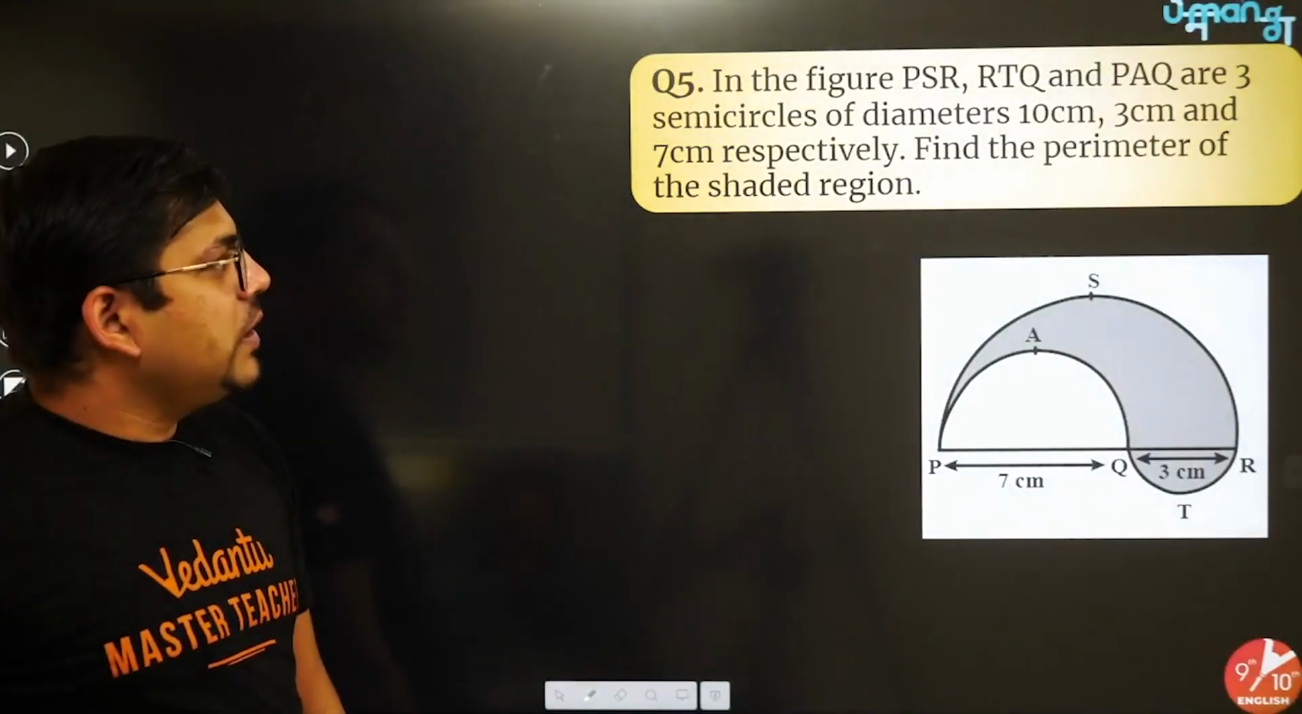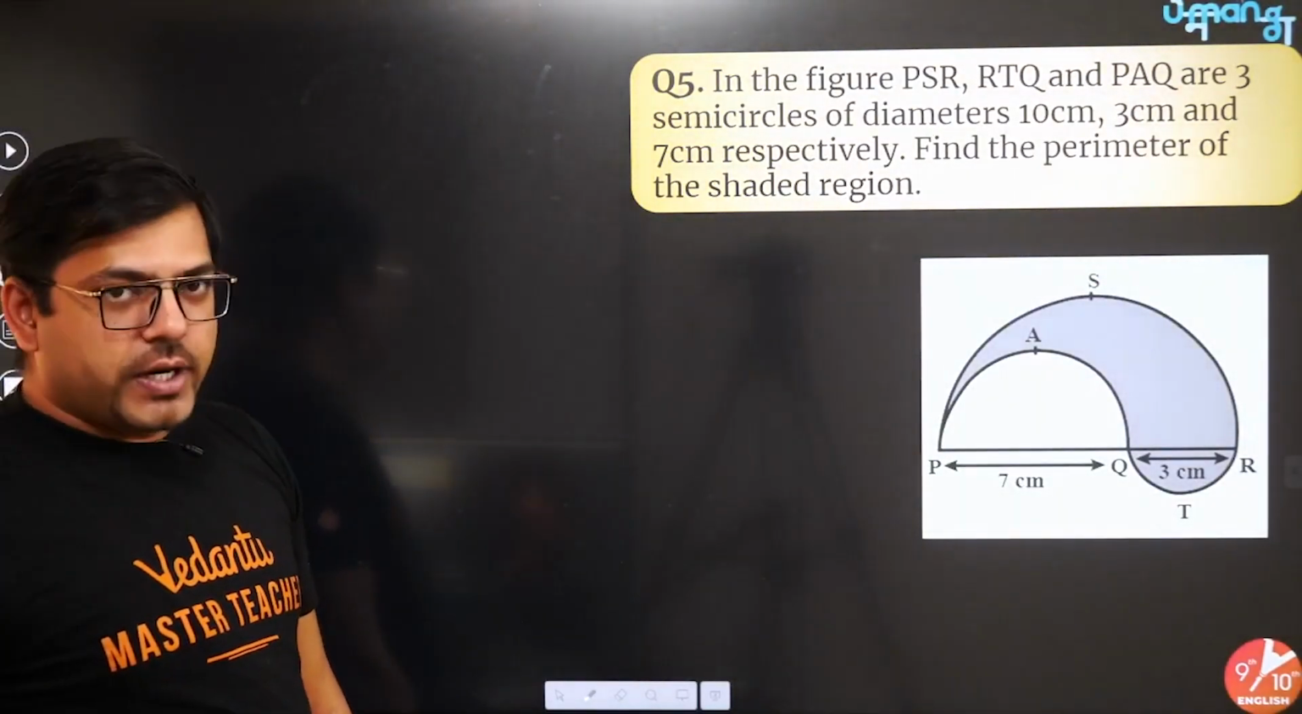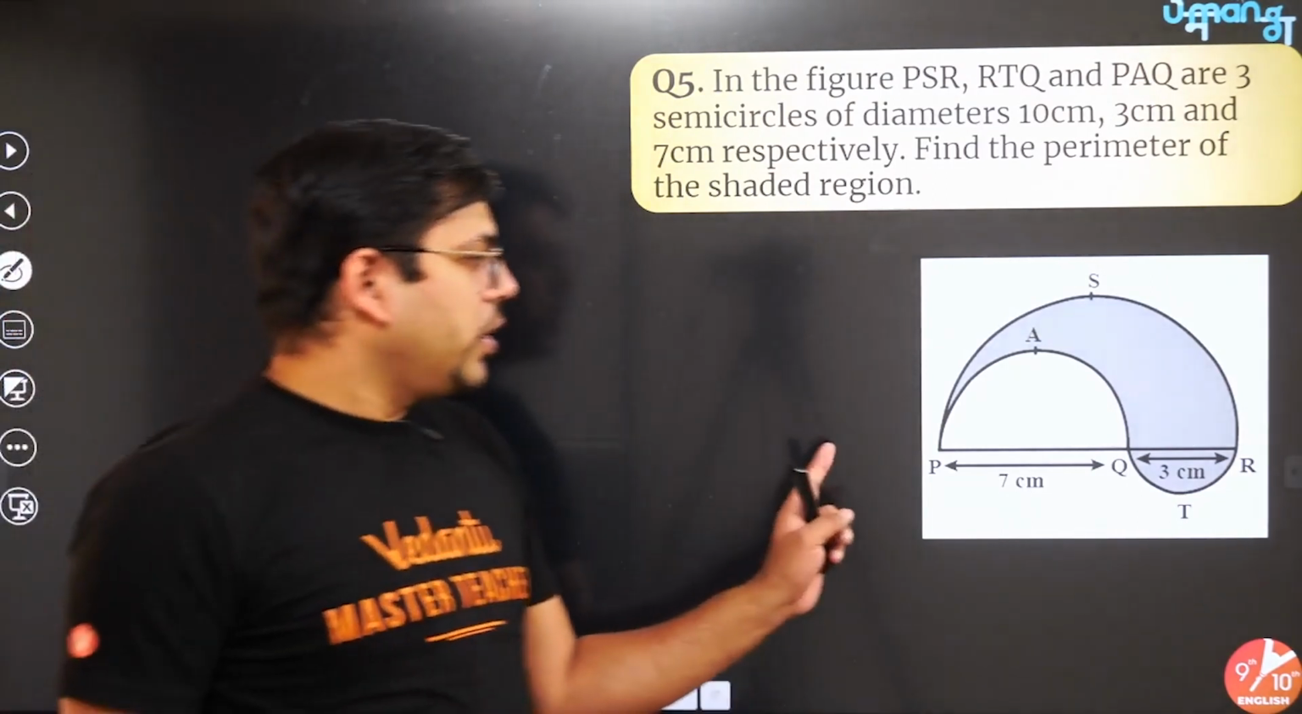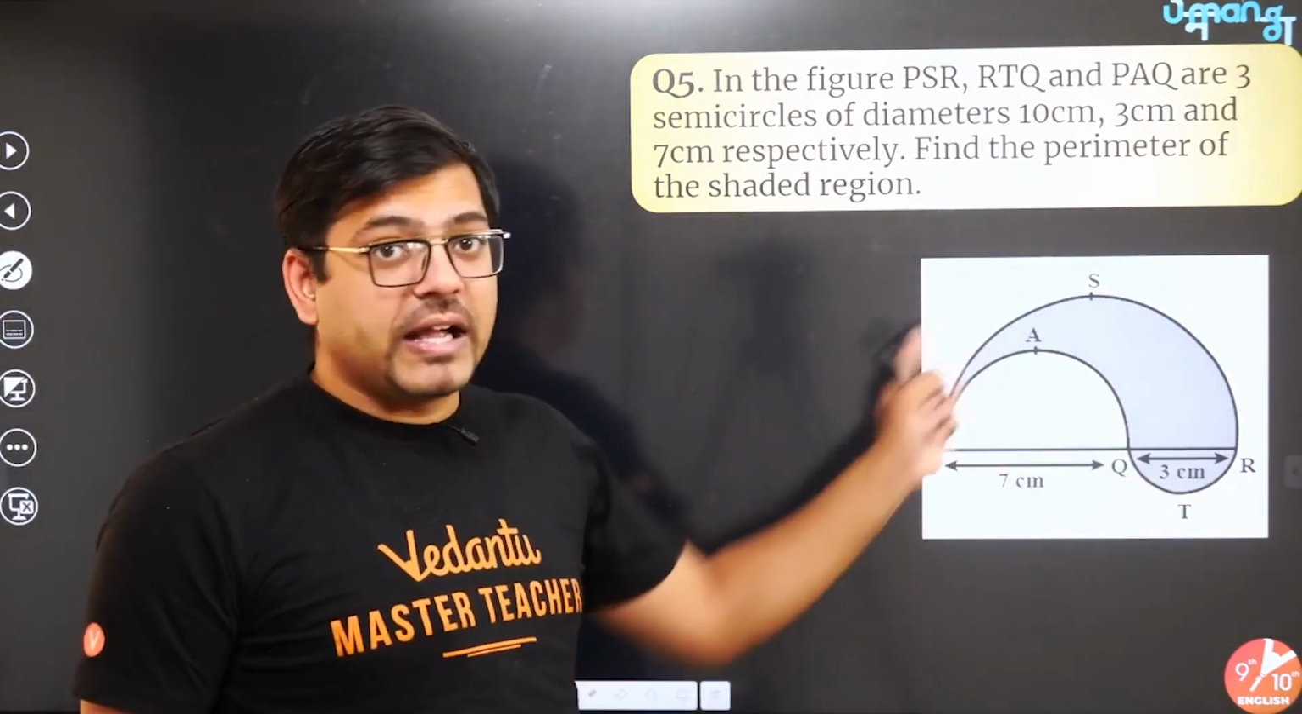Okay. Next one. This question says find the perimeter of the shaded region. Very simple. First of all, you have to take this semicircle, the bigger semicircle.